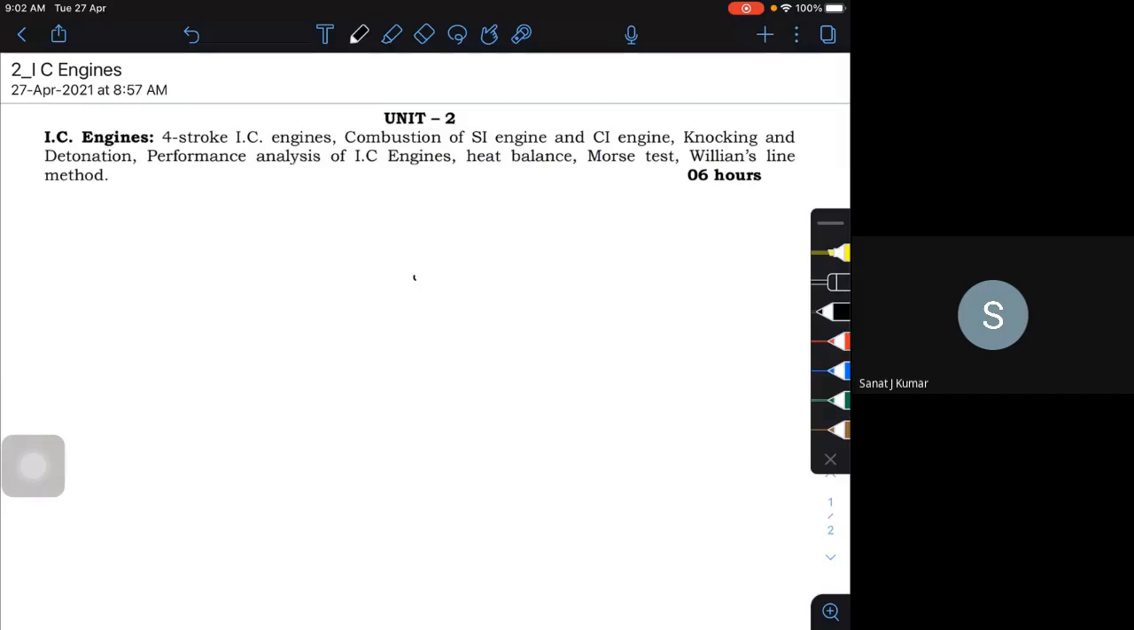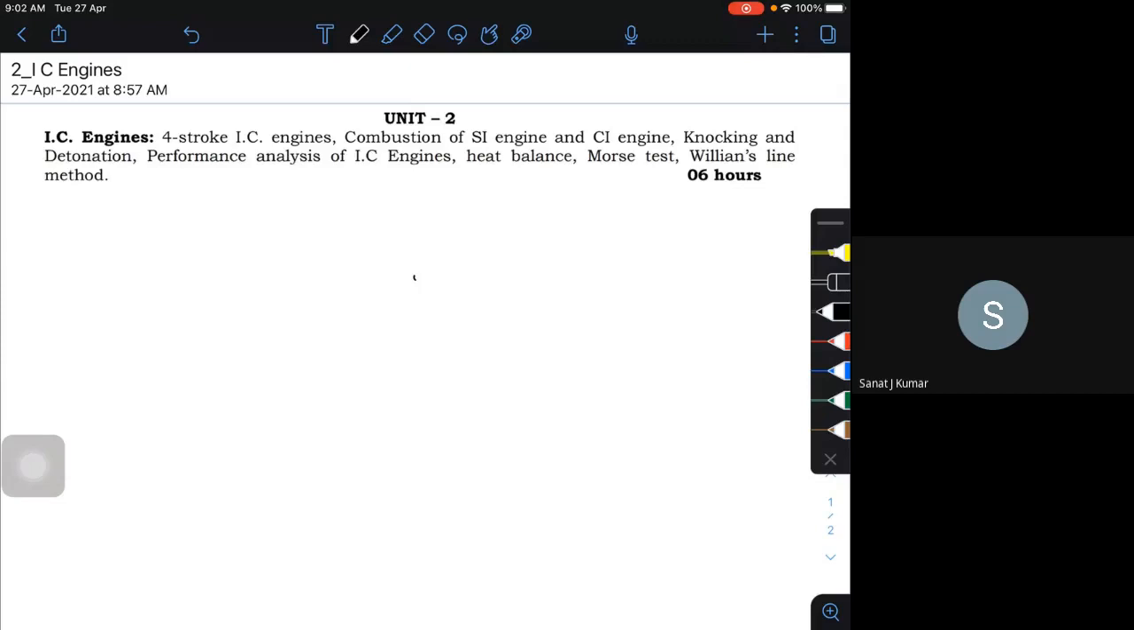Okay, so we'll start with Unit 2, and this is on internal combustion engines. We have the integrated lab attached to this applied thermodynamics course, where we will be performing a couple of experiments on internal combustion engines and some table experiments where you are going to check some properties of the fuel. That's why we have brought in this internal combustion engine.